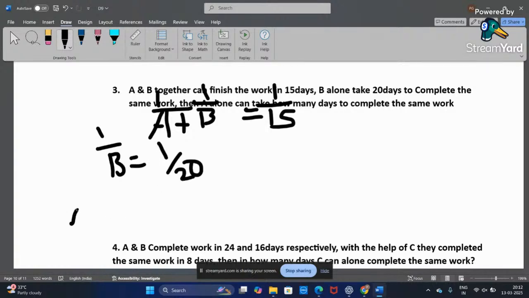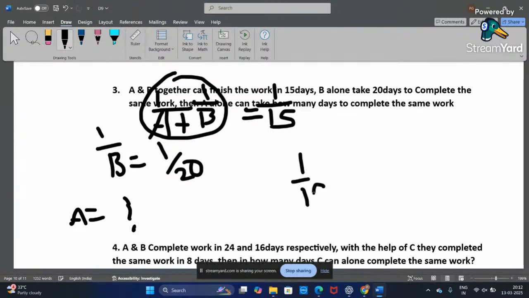Here we need to find A alone, right? What you have to do? In this, we have A and B value. If we remove B value, we'll get A value. So what we have to do? We have to remove this B value from A plus B value. What is your A plus B value? 1 by 15 minus 1 by 20.